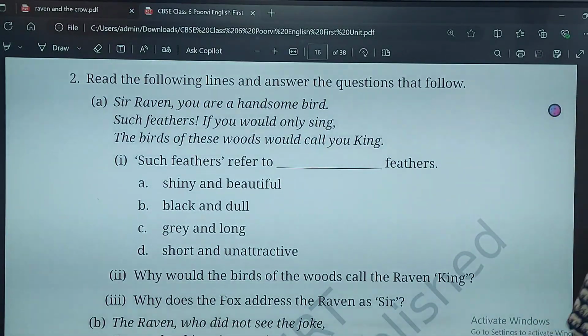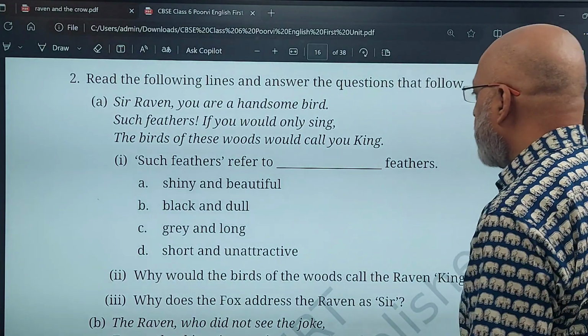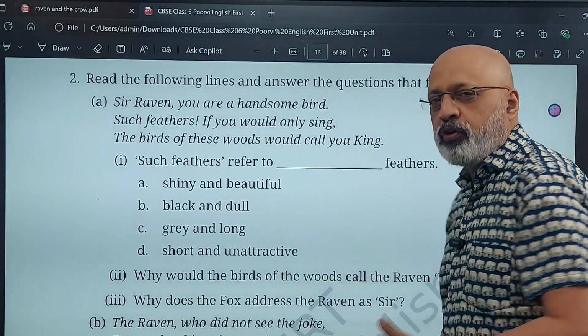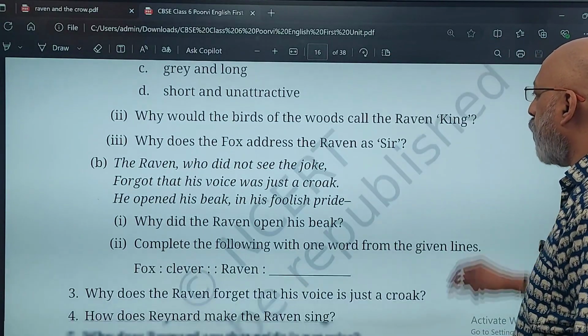Next question, padho. Read the question and then we will do the answers. Sir Raven, you are a handsome bird. Such feathers, if you would only sing, the birds of these woods would call you king. Such feathers refers to shiny and beautiful. Such beautiful feathers. That's what he's trying to say. Why would the birds of the woods call the raven king?